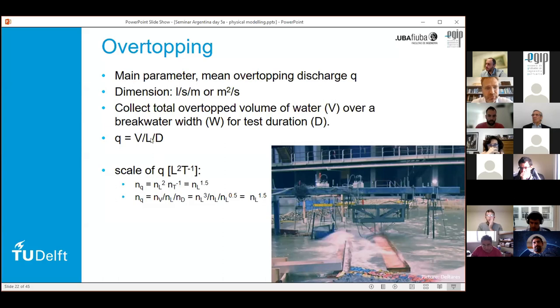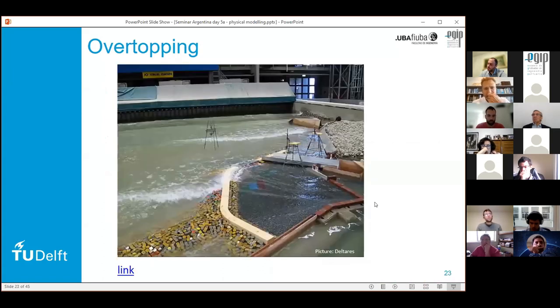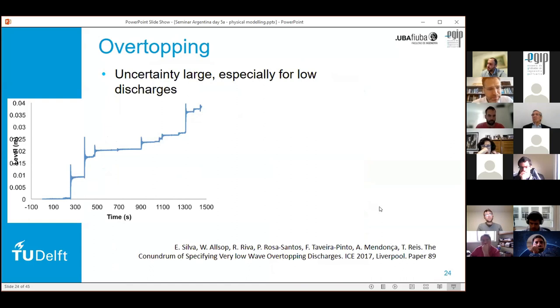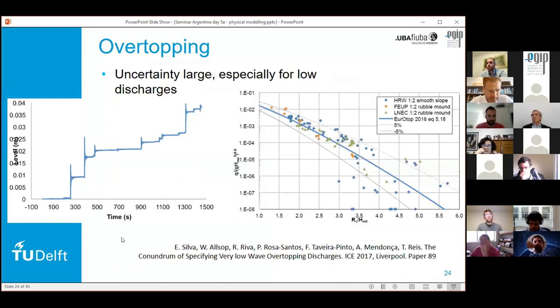And then of course volume divided by the length over which it overtops and the duration gives you the overtopping discharge, and that we can also scale with Froude scaling. I'm skipping the nice movie, but there are links in the material I will share. But here we see especially for a very high crest, so with little overtopping, and typically we want to have safe structures with not too much overtopping.